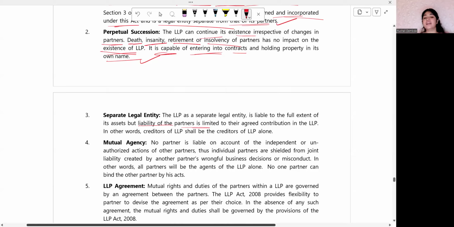In other words, creditors of LLP shall be creditors of LLP alone. If some people are creditors of LLP, they are going to recover the money from LLP. They will only recover from LLP. They can't ask partners to bring the money from their home.